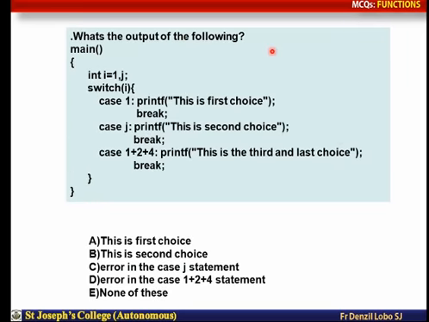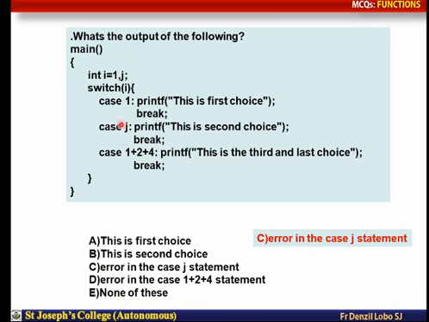Again, what's the output of this code? Just look at it. i is equal to 1. Then there is a variable called j. Since i is equal to 1, is it going to print first choice, or second choice, or what is going to happen? Look at this: second choice, error, none of these.